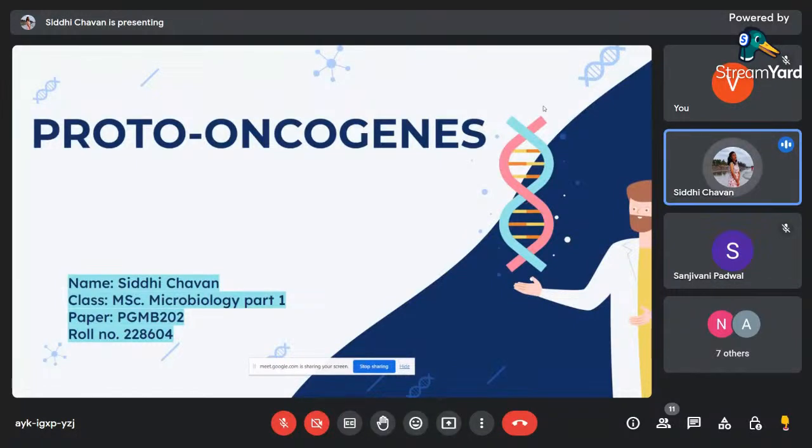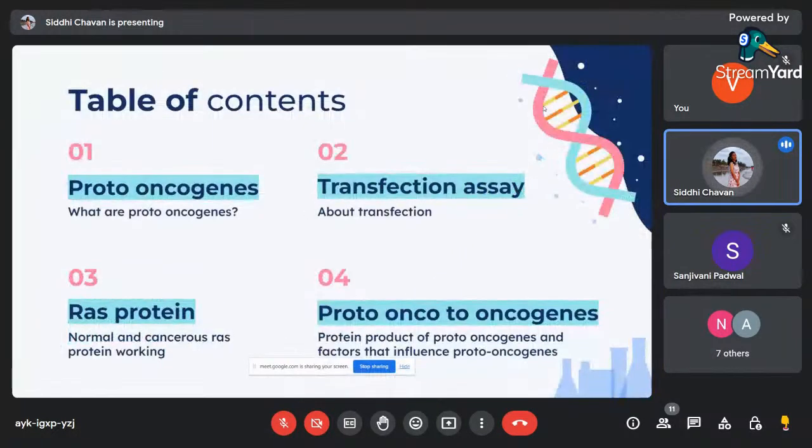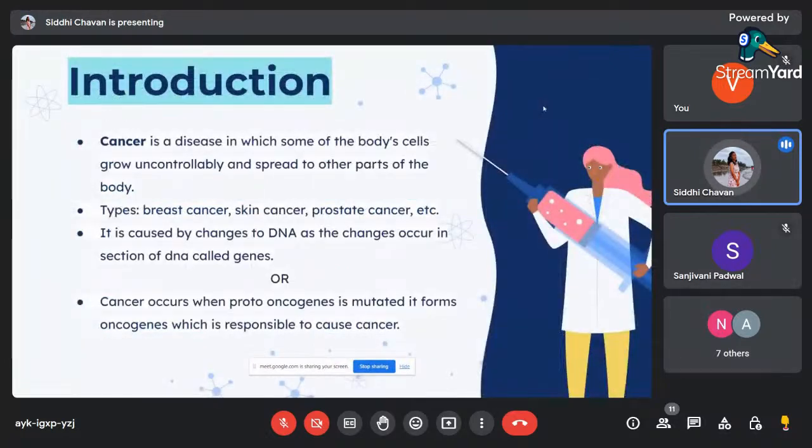on proto-oncogenes. Well, let's go to the content table, which includes proto-oncogenes, the transfection assay, RAS protein, how proto-oncogenes are converted to oncogenes. Now, before moving on to the topic, let's first understand what is cancer.